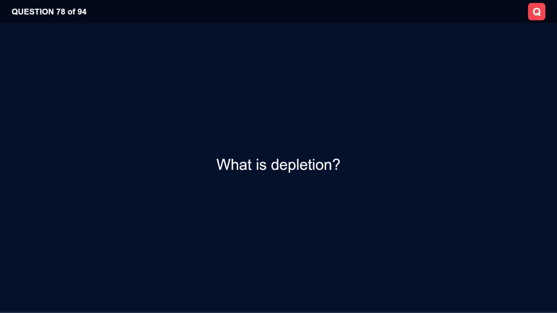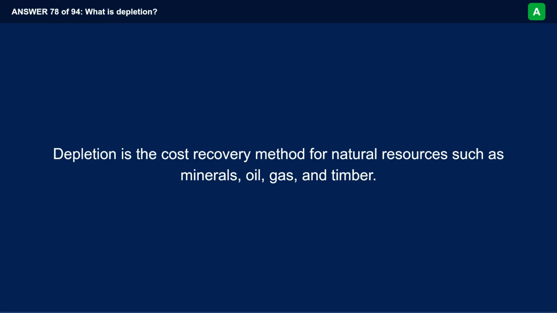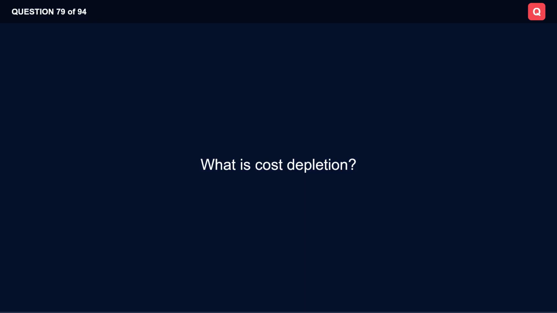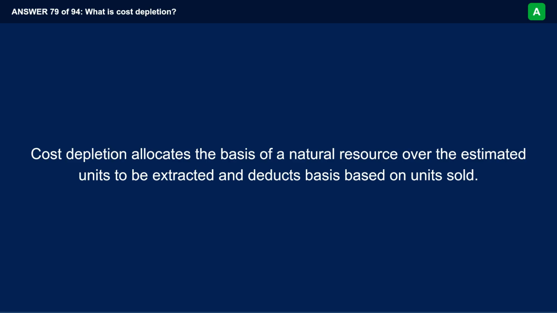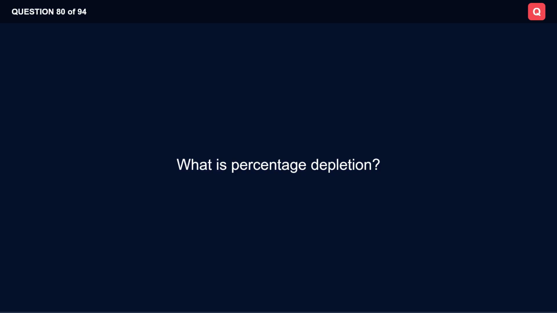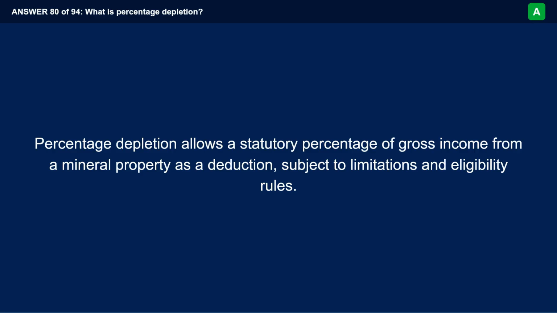What is depletion? Depletion is the cost recovery method for natural resources such as minerals, oil, gas, and timber. What is cost depletion? Cost depletion allocates the basis of a natural resource over the estimated units to be extracted and deducts basis based on units sold. What is percentage depletion? Percentage depletion allows a statutory percentage of gross income from a mineral property as a deduction, subject to limitations and eligibility rules.